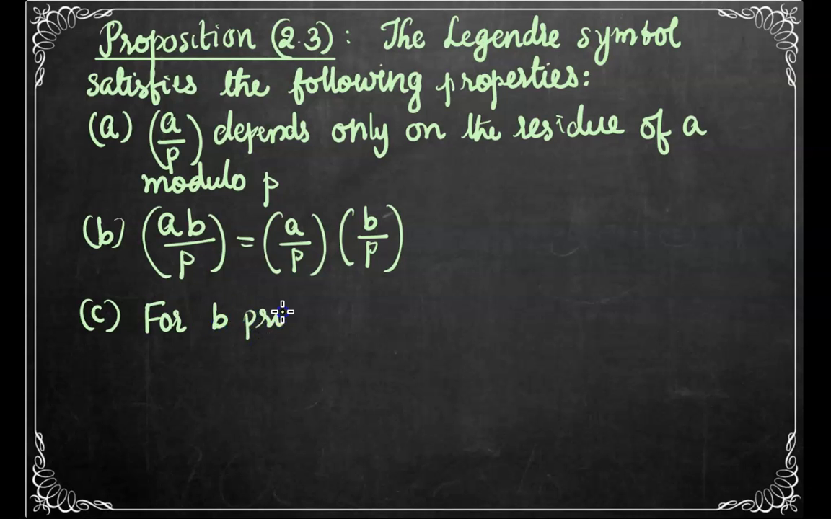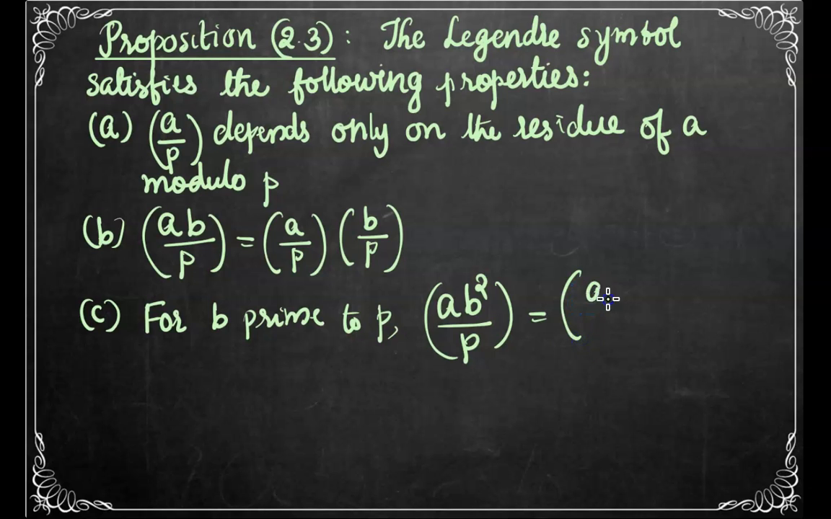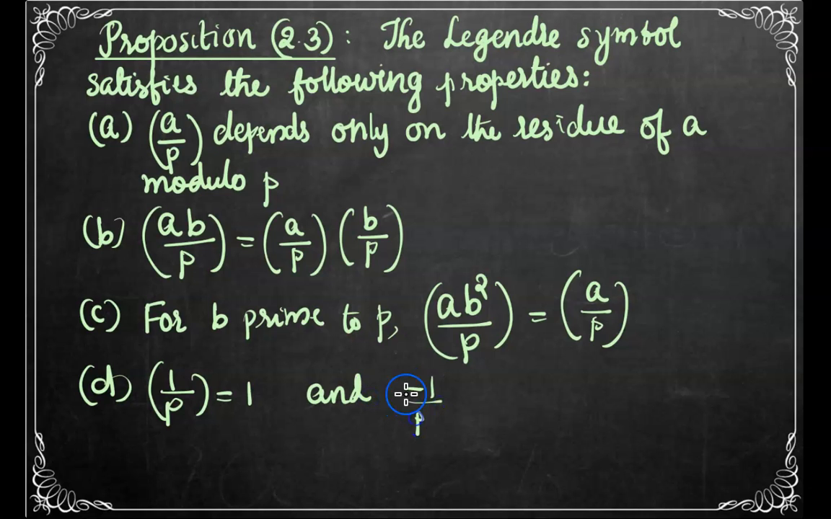The third property states that for b prime to p, the Legendre symbol (ab²/p) will be equal to the Legendre symbol (a/p). The fourth property states that the Legendre symbol (1/p) is equal to 1 and (-1/p) is equal to (-1)^((p-1)/2). Let us prove each of these properties.